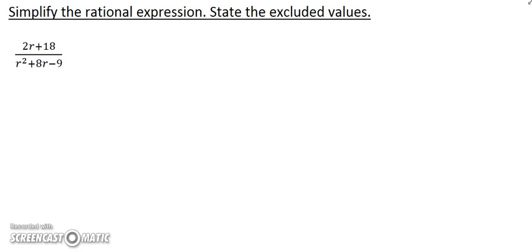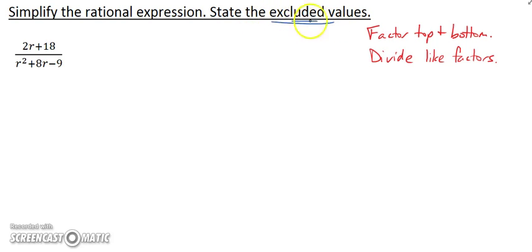Okay, it's time for the main event, if you will. We're asking you to simplify the rational expression and state the excluded values. So the idea here, my plan is to factor the top and the bottom, the numerator and the denominator, and then divide out the like factors. And then when it comes to finding the excluded values, that's going to be like what we did in the last video. But I need to make sure I use the original expression.